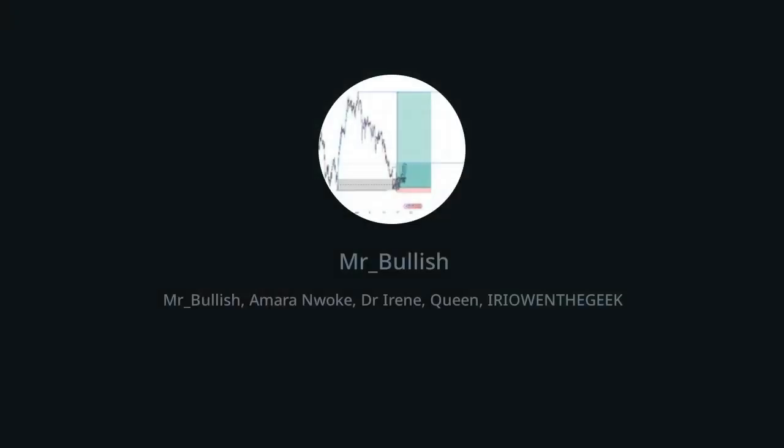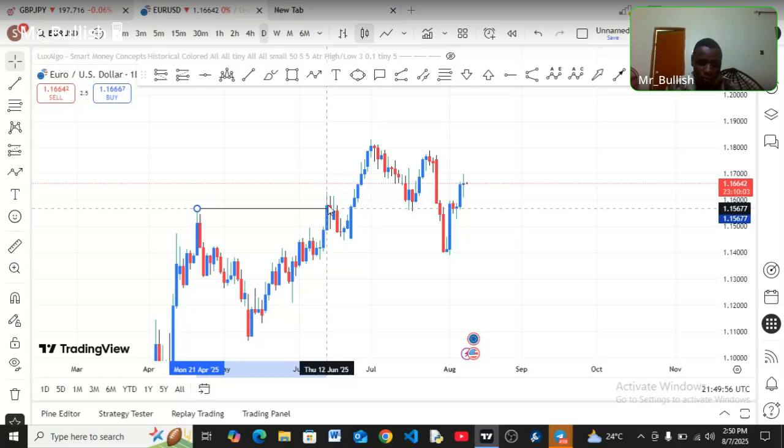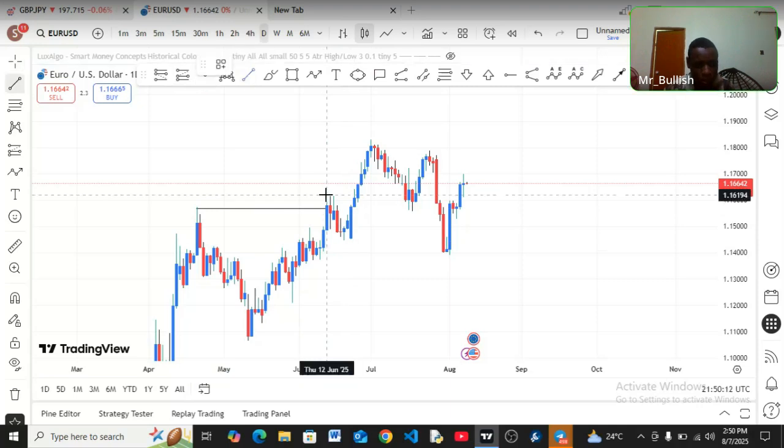You see where we have our break of structure. So after this break of structure, what happened? Price came down again to this point, creating another break of structure here. Creating another one here. So after this one, what happened? Price came down to this point.